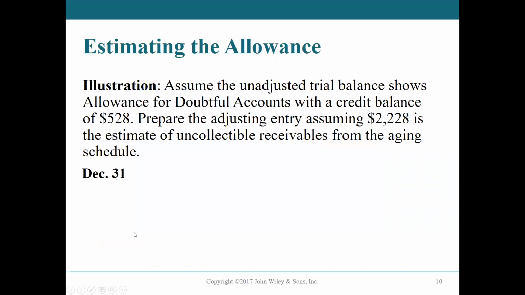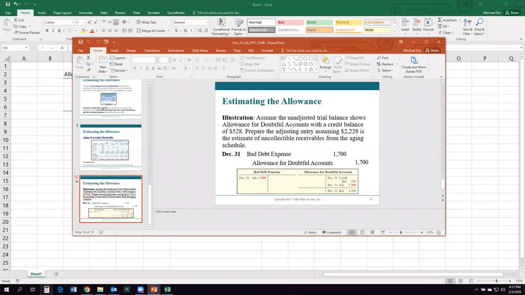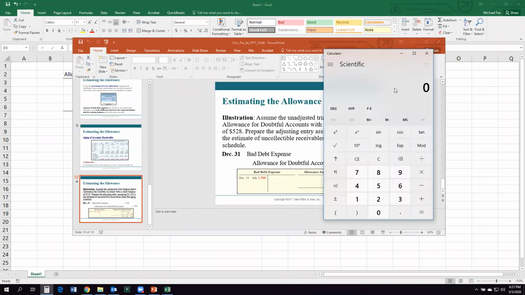I think that's all I had. Oh, but I guess they have one example. Let's see. So this says, assume the unadjusted trial balance shows allowance for doubtful accounts with a credit balance of $528. Prepare the adjusting entry, assuming $2,228 is the estimate of the uncollectible receivables. So again, we already have a credit balance in our account of $528, and our new estimate is $2,228.